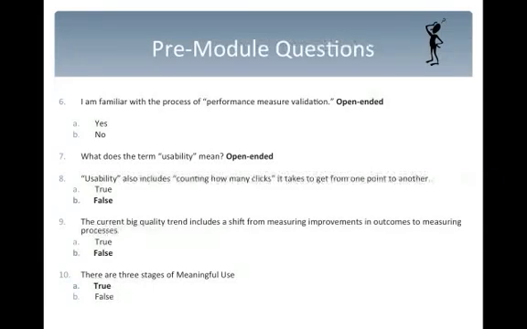Question 8. Usability also includes counting how many clicks it takes to get from one point to another, and that answer is false. Usability principles focus on how meaningful each mouse click is. Question 9. The current big quality trend includes a shift from measuring improvements in outcomes to measuring processes, and that answer is B, false. It's actually the reverse. We're focused on moving from measuring processes to measuring health outcomes. And question 10. There are 3 stages of meaningful use, and that answer is A, true.